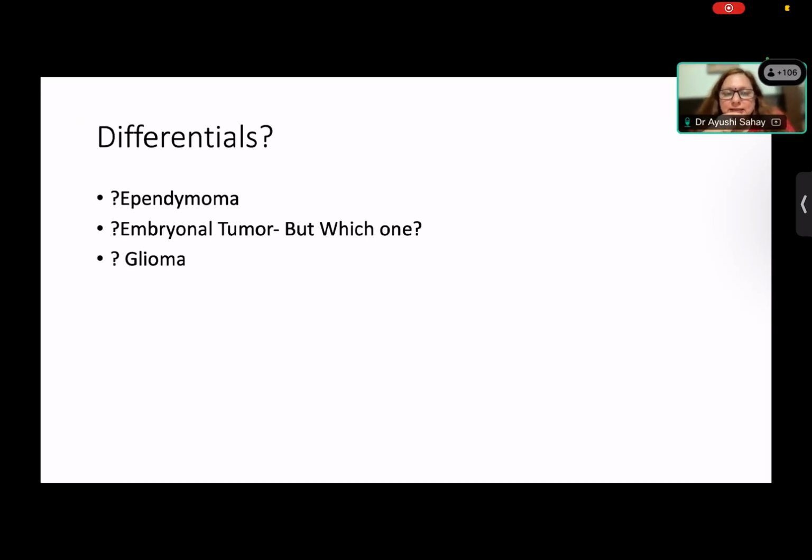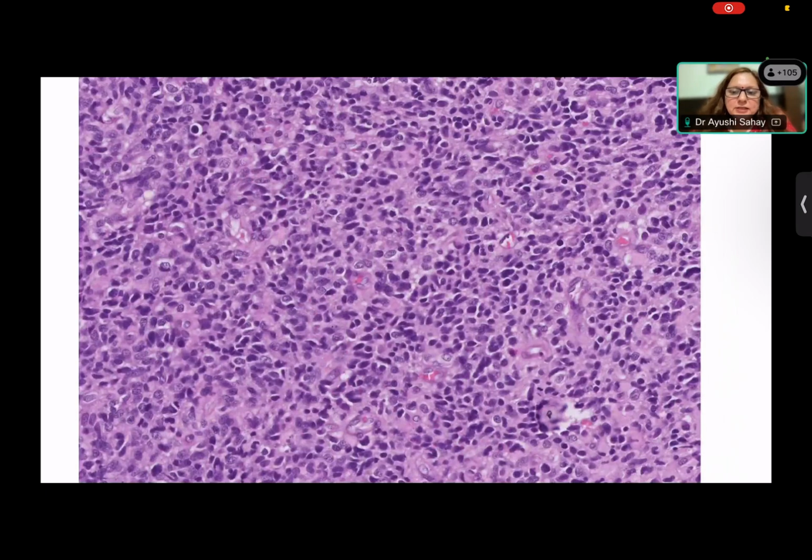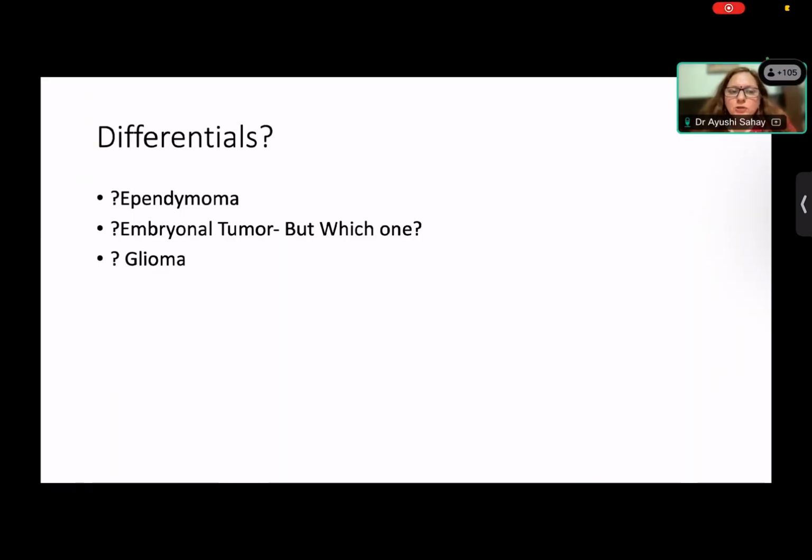So my differential in this case, if you see, there is a little bit of a fibrillary background here, in between the cells and around the vessels. If some of you can see, around the vessels there was some amount of fibrillary background. So I did keep a differential of ependymoma also here. And with embryonal tumor I thought, but which embryonal tumor I was not able to pinpoint. So yes, high-grade glioma was also a differential.